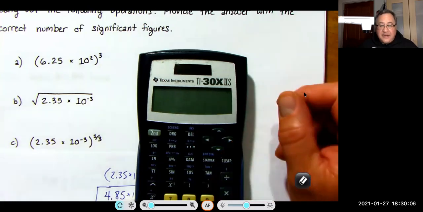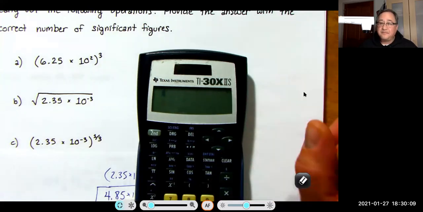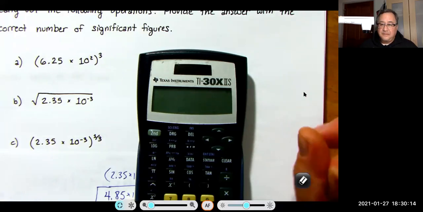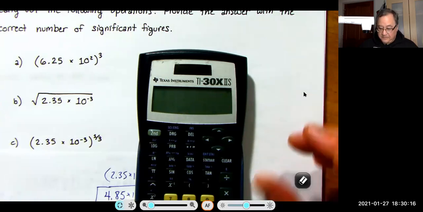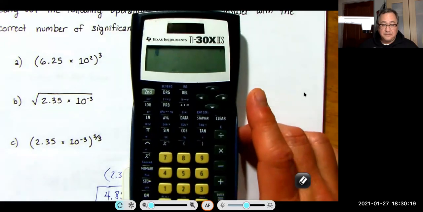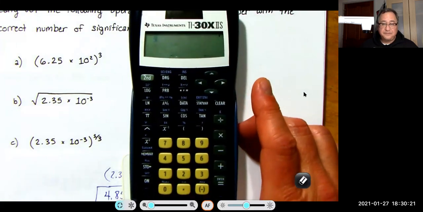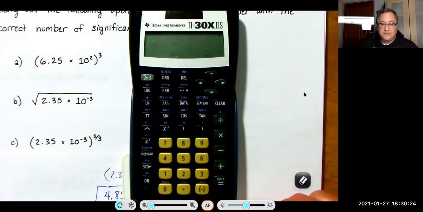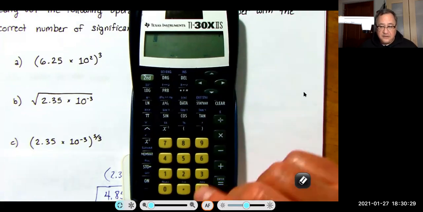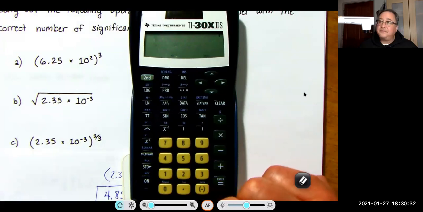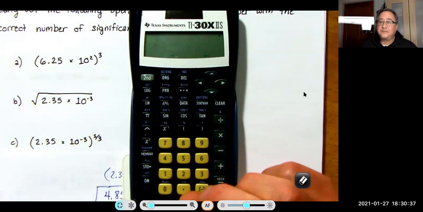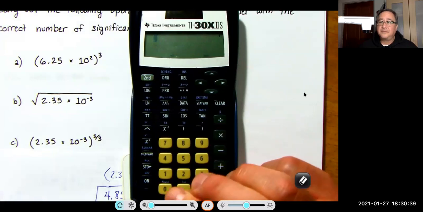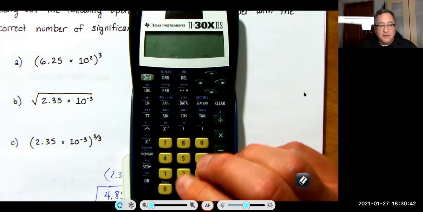Has everyone found their EE button on their calculator? Okay, we've got one who's ready to move on. And we've got 2, so we're going to go ahead and move on.